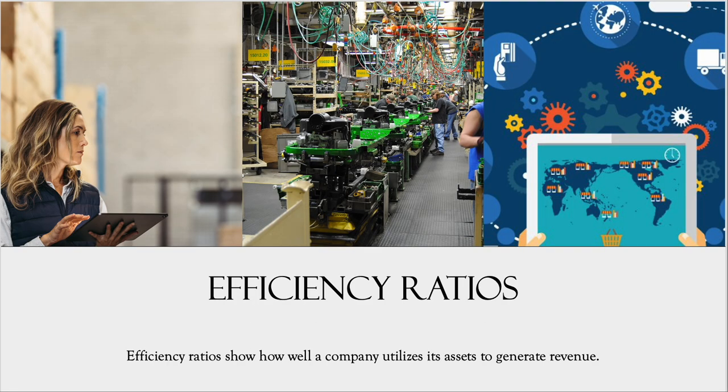Now, let's talk about efficiency ratios. These ratios focus on how well a company uses its assets and resources to generate revenue. In essence, they measure the company's operational performance. For example, an efficiency ratio might show how quickly the company turns over its inventory into sales or how effectively it uses its assets to produce income. If a company is very efficient, it means it's making the most of its resources and minimizing waste. On the other hand, low efficiency could point to operational bottlenecks or poor management of resources. These ratios are especially important for industries where asset management is the key to profitability, such as manufacturing and retail.